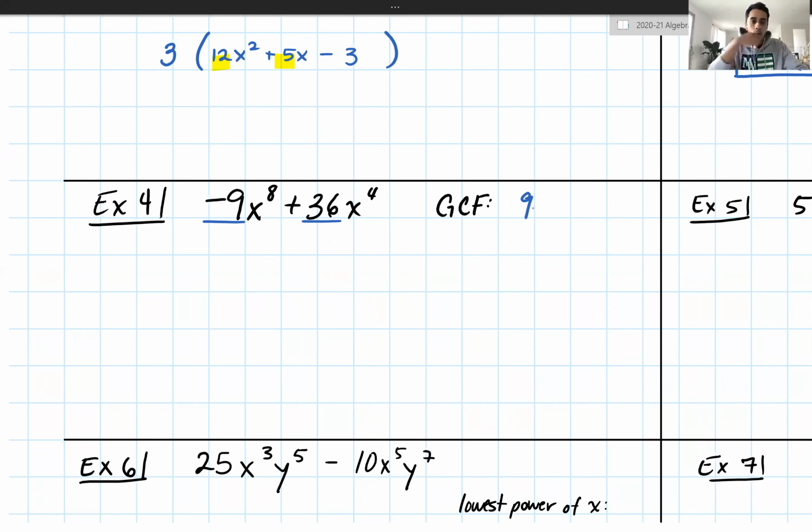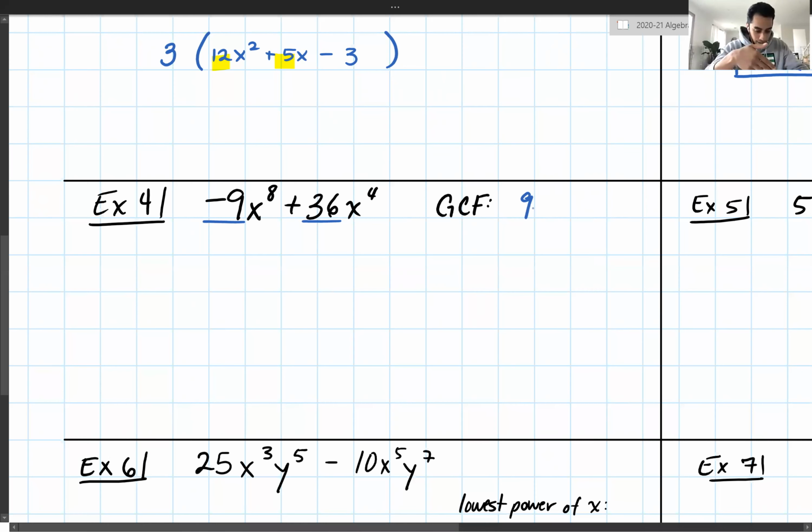Now, one of the things that is a convention in math is that we don't want the leading term to be negative if we can help it. So if my leading term is negative, I want to divide by a negative value. So with negative 9 and positive 36, I actually want my greatest common factor to be negative 9. If I divide by negative 9, that allows my leading coefficient to be positive. This is just convention when it comes to factoring.